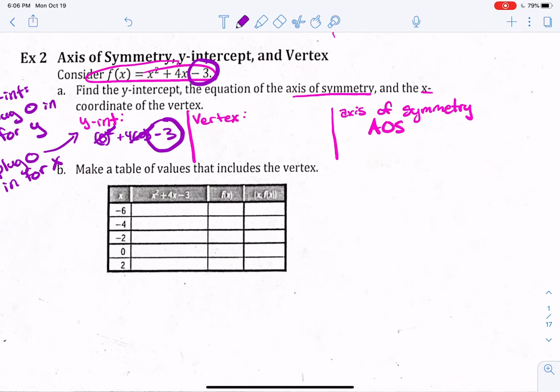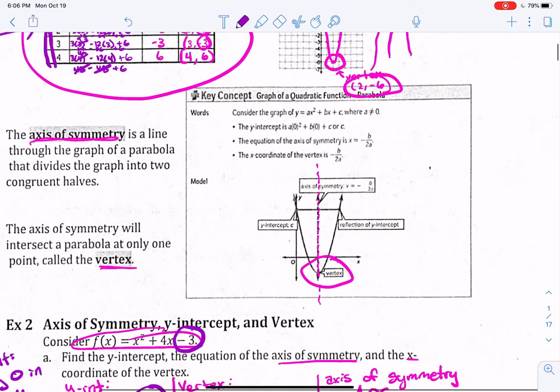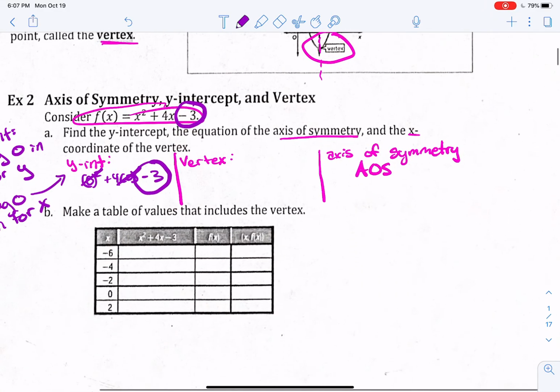So -3 is the y-intercept. To find the vertex, this is something that I want you to remember. We just said the y-intercept ends up being the c value, okay? To find the vertex, I want you to remember negative b over 2a, negative b over 2a. Okay, that's what we're going to use to find the vertex.